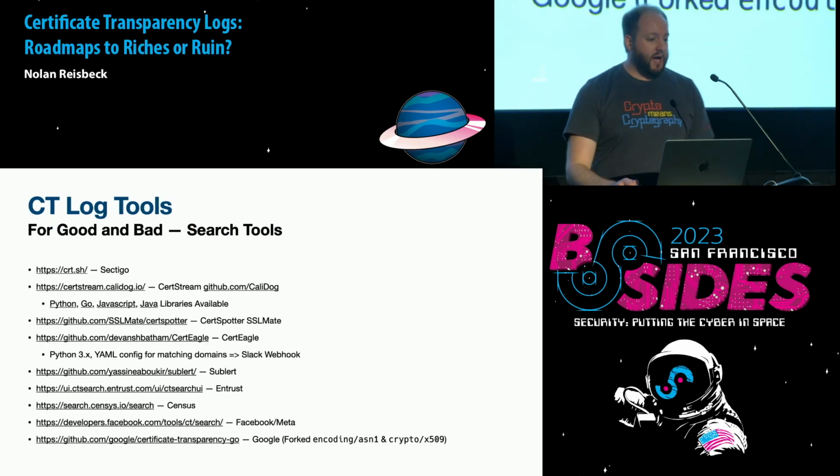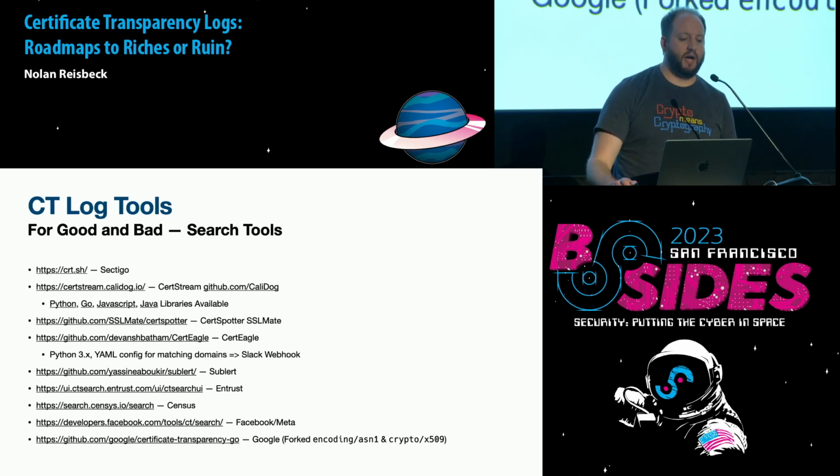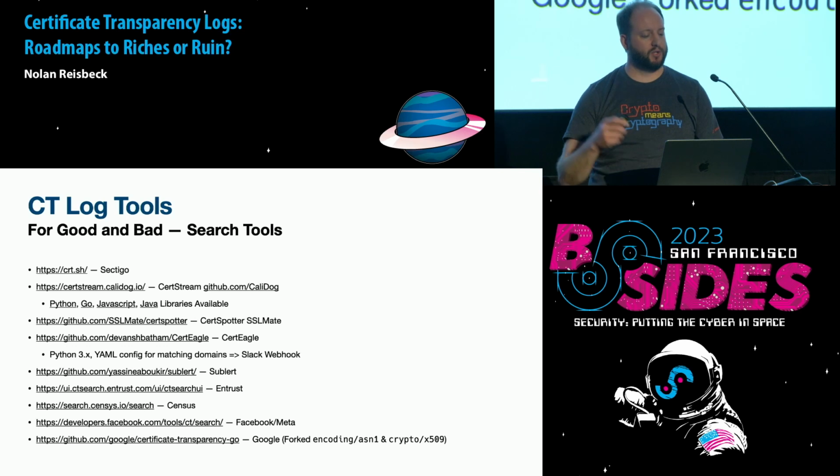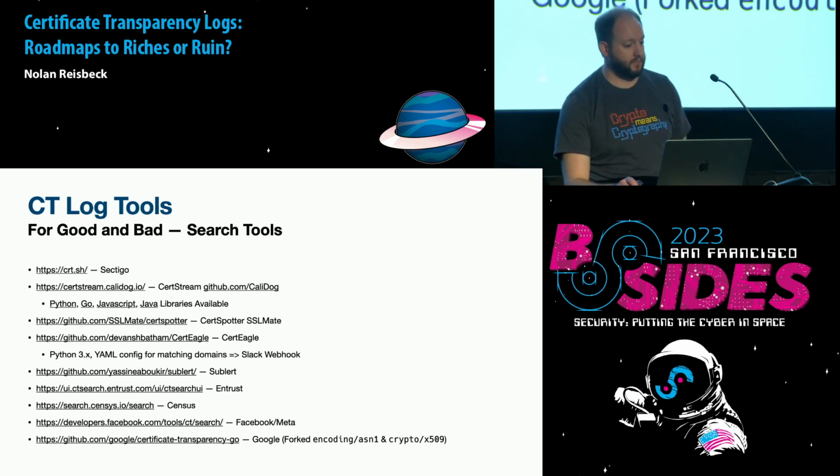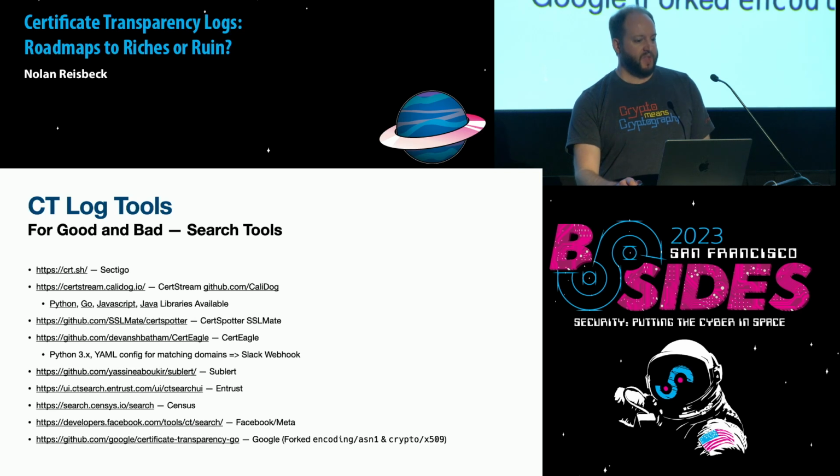So I've got up here a couple of interesting, useful utilities. Probably the best well-known one is crt.sh. That's by Sectigo. CaliDog also publishes a bunch of libraries for Python, Go, JavaScript, and they'll laugh at you if you try to use Java. It's on their website. I didn't make that up. But there's also CertSpotter, that's by SSLMate, or CertEagle. There's a few others out there.